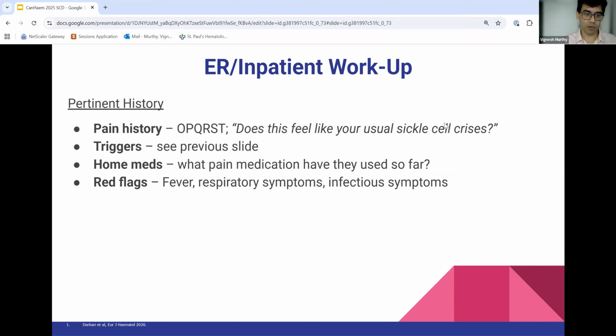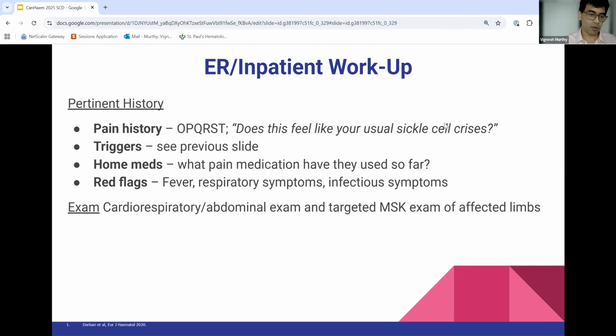Did their pain go from a 10 to a 7? Did it stay at a 10 despite hydromorphone? That should influence how you manage them afterward. And of course, screening for red flags, namely fever, respiratory symptoms, and infectious symptoms. And we'll get into that a little bit more. The exam is relatively straightforward. It's a general cardiorespiratory abdominal exam, and then maybe a targeted MSK exam of any affected limbs that they're complaining about.